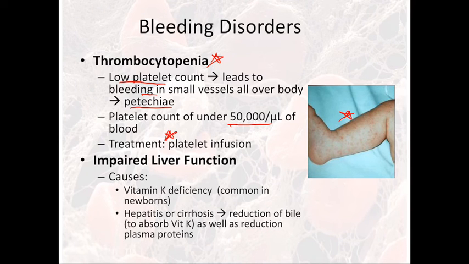Okay, and then impaired liver function will also lead to clotting problems. This could be caused by not having enough vitamin K in the diet, or it could be caused by an inflamed or diseased liver, hepatitis, or cirrhosis. All of this has to do with the fact that the liver makes the clotting proteins. So if the liver's not working right, it can't make those proteins.